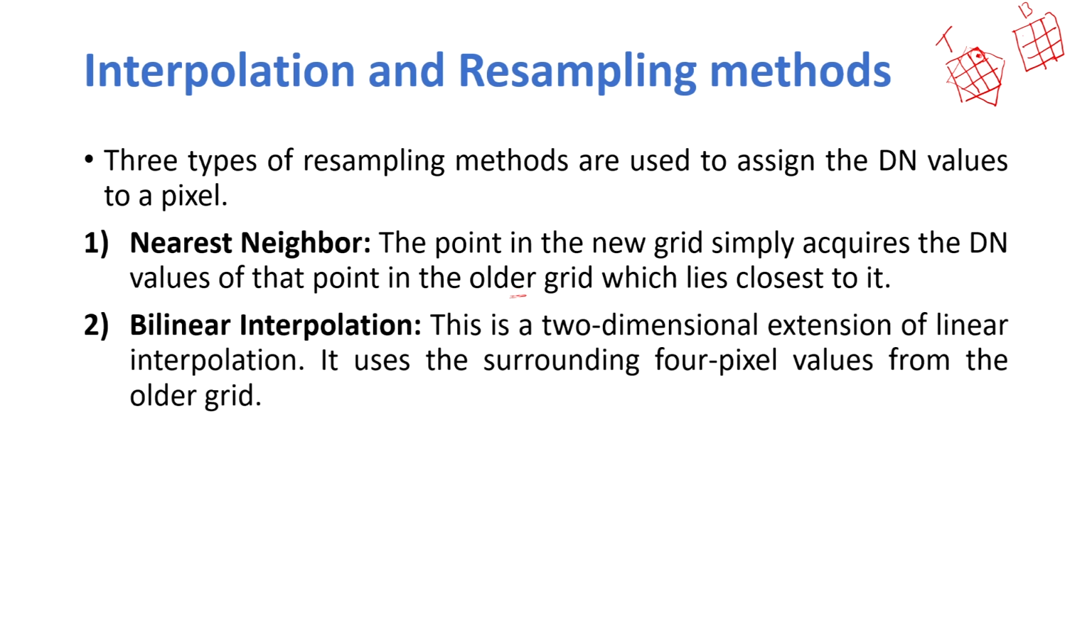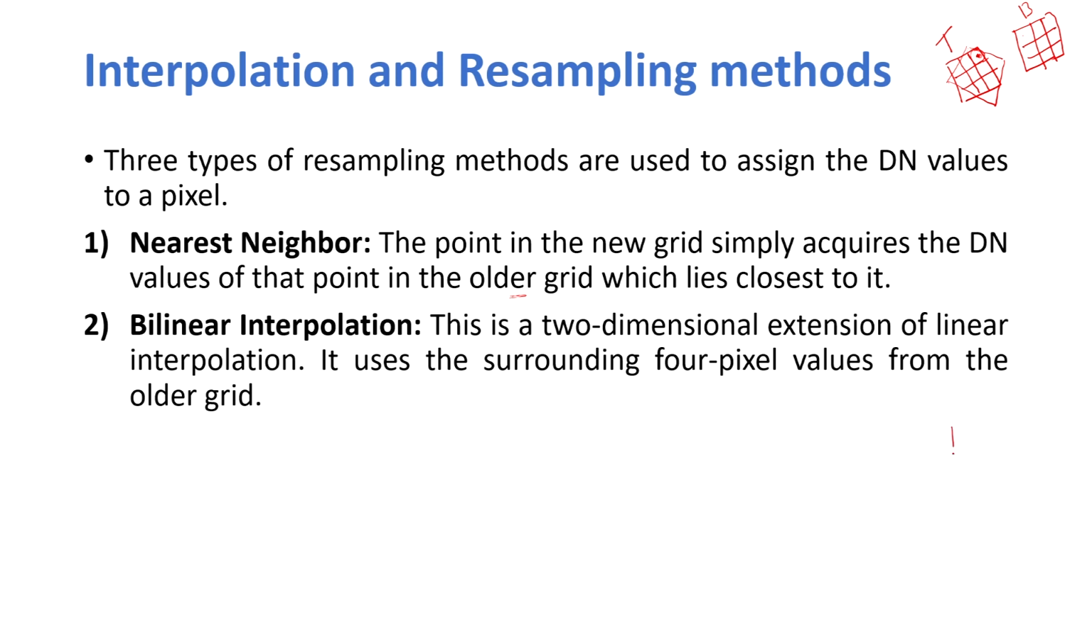And the second resampling method is your bilinear interpolation. In the bilinear interpolation, the pixel is simply getting the DN values from the 4 pixels which are closest to it.